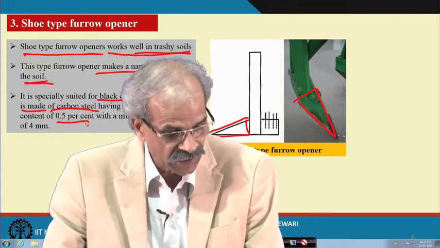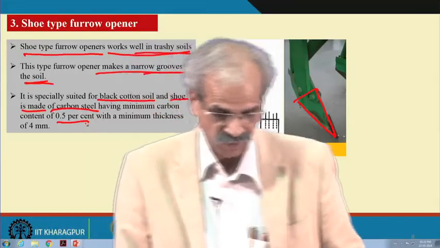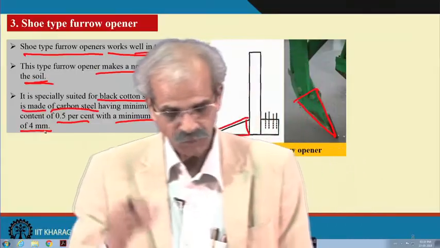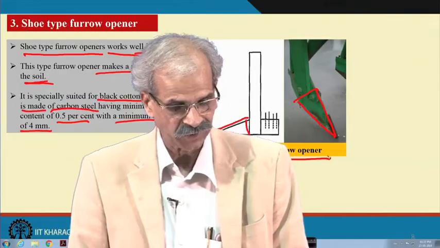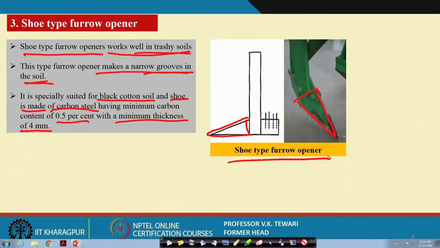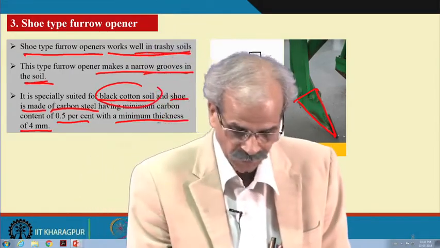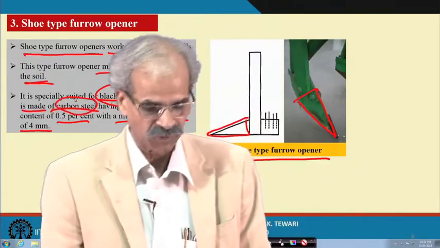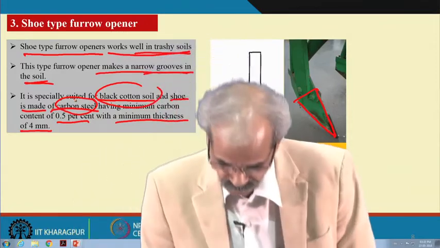hardening of the material is essential, and that is why at least 0.5% carbon must be used, with a minimum thickness of about 4 millimeter of this material to make the shoe type furrow openers. So, better for trashy soil conditions, for black cotton soils, high carbon steel or at least 0.5% carbon steel material must be used for the shoe type furrow opener. Okay.